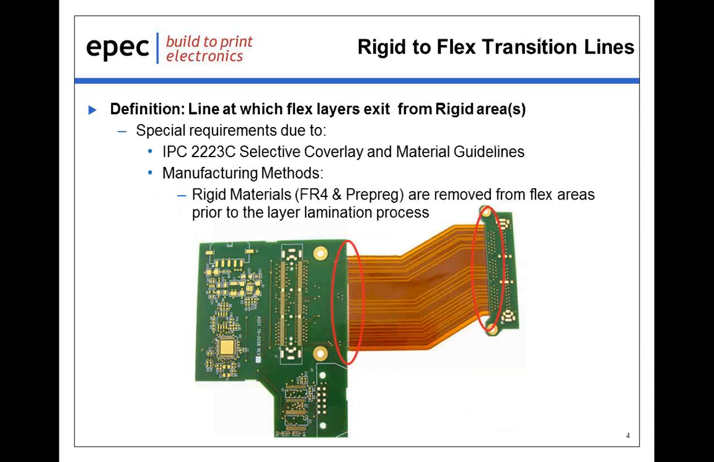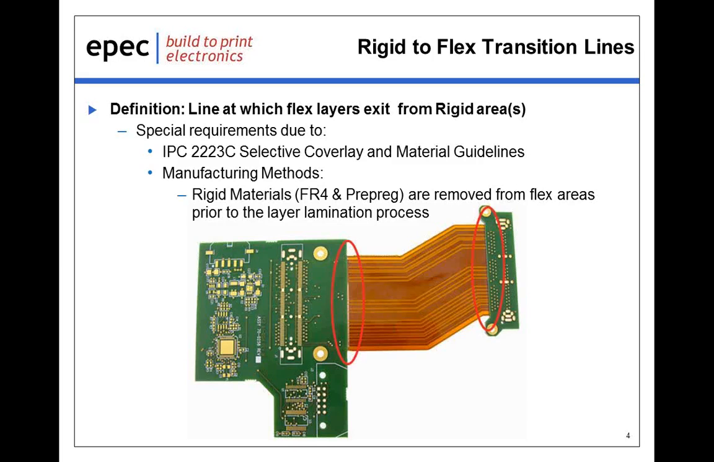So moving on to the first item. And this is definitely the most unique element and, in my opinion, the most important element. And that is the rigid to flex transition lines, or in other words, where the flex extends out from within the rigid areas and becomes visible and then extends over to however many other rigid areas exist.